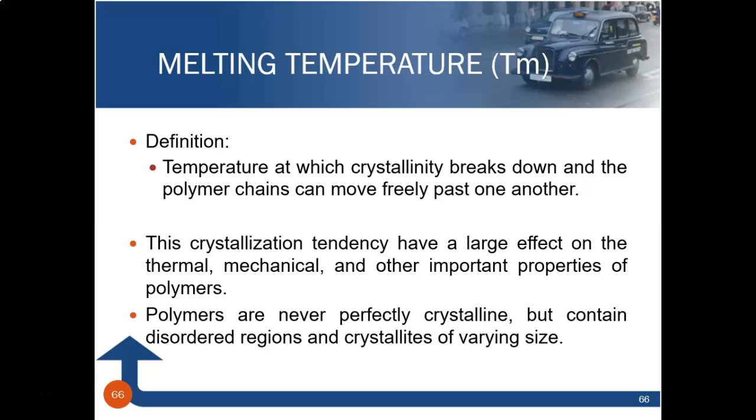Okay, we continue our lecture for today with melting temperature. Look at the definition of the melting temperature. It is a temperature at which crystallinity breaks down and the polymer chains can move freely past one another. Actually, for the crystalline melting temperature, above Tm, the crystal melts and the polymer will flow. Mostly crystalline polymers are stiff, strong, and harder than amorphous polymers.